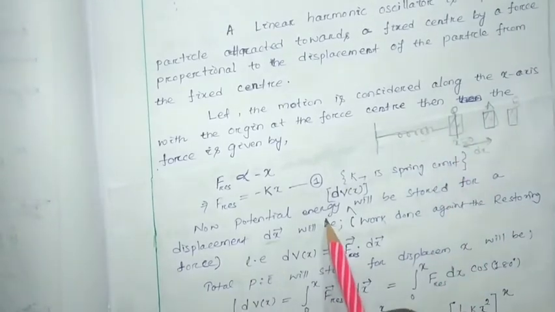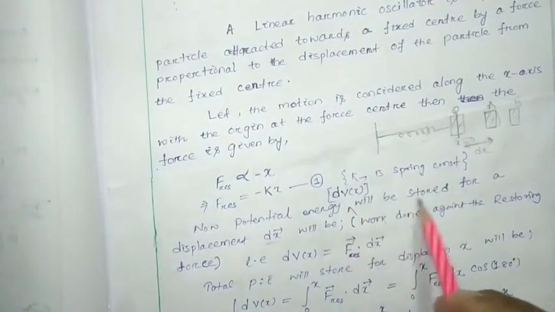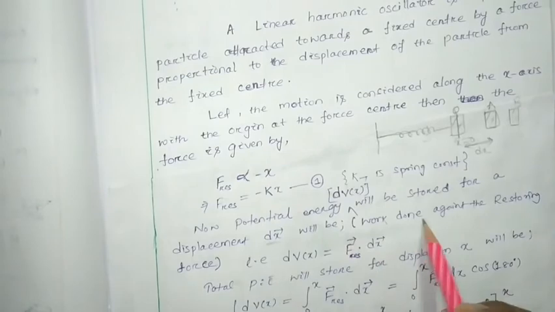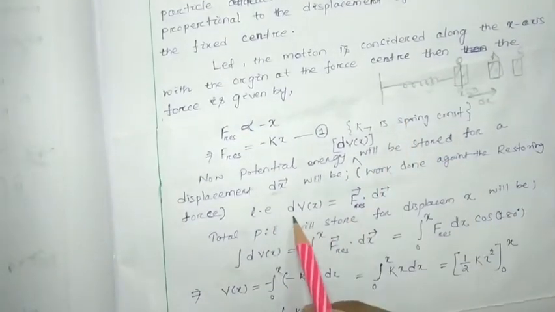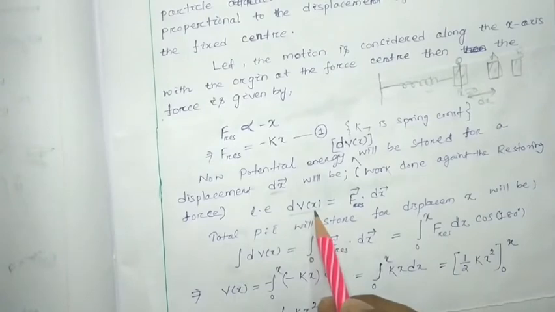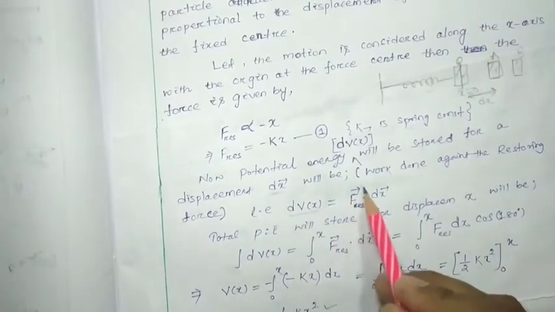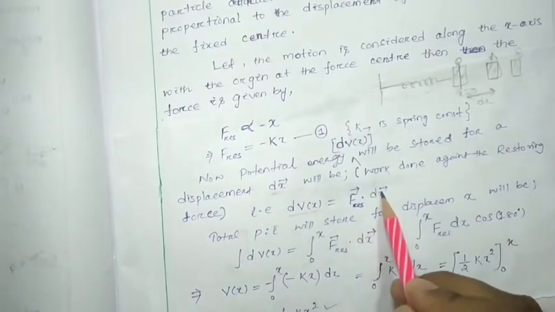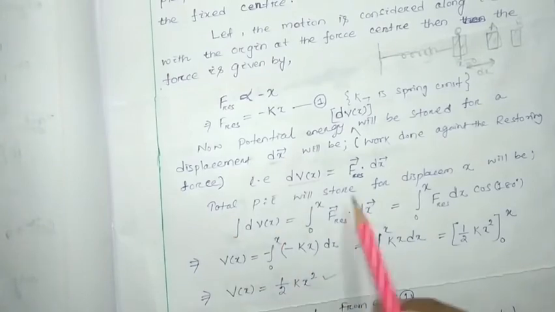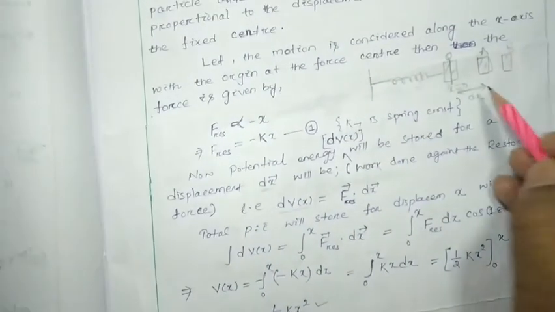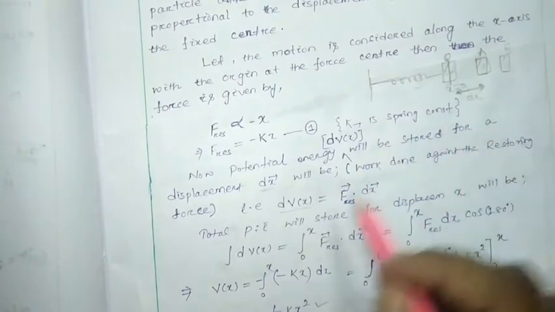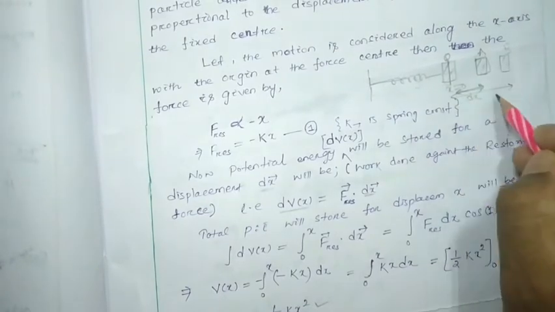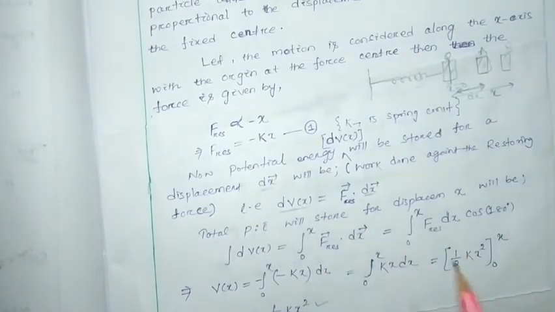So now the potential energy, let dVx, a small dVx, will be stored for a displacement dx, or the work done against the restoring force. That small potential energy is nothing but restoring force dot dx. Both are opposite to each other, which means the angle between them is 180 degrees. So the total potential energy stored for the displacement x will be, now this is the potential energy for a small distance. Suppose we consider the distance 0 to x as the displacement, then how much potential energy is going to be stored?